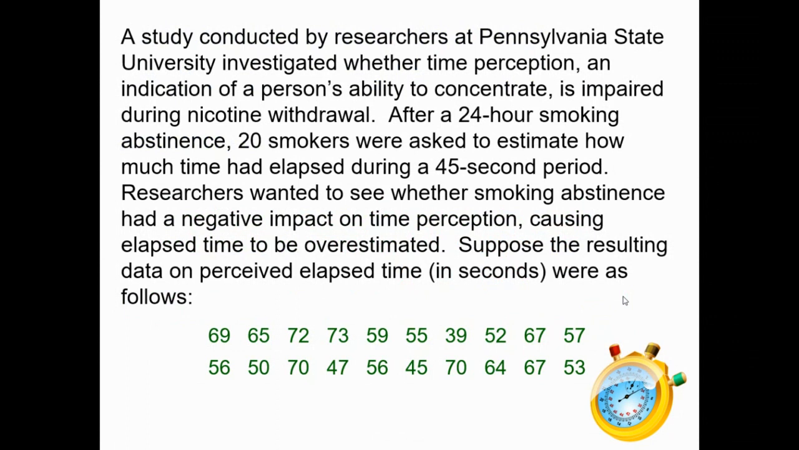After a 24-hour smoking abstinence, 20 smokers were asked to estimate how much time elapsed during a 45-second period. Researchers wanted to see whether smoking abstinence had a negative impact on time perception, causing elapsed time to be overestimated.